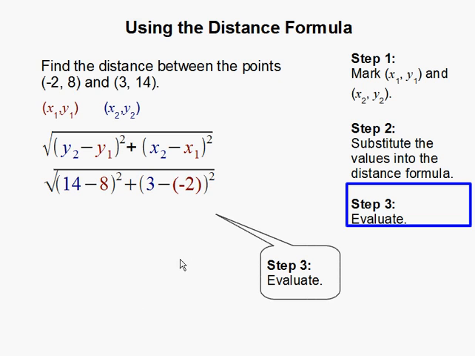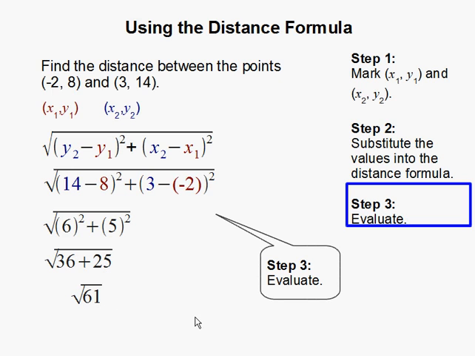And finally, step 3, we evaluate our distance formula. 14 minus 8 is 6. 3 minus negative 2. Whenever you subtract a negative, it becomes plus positive. So 3 plus 2 is 5. And 6 squared is 36. 5 squared is 25. 36 plus 25 is 61.